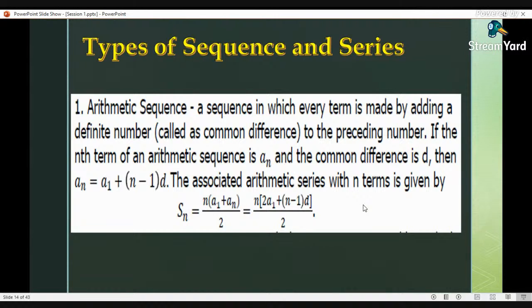Or that can also be n times 2a sub 1 plus n minus 1 times the common difference, all over 2. Those are the formulas that we should consider in solving for the associated arithmetic series, okay, for arithmetic sequence.